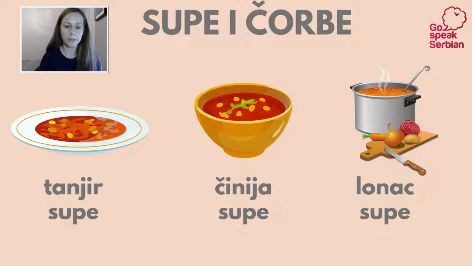Notice how the ending here is e. Remember when we were speaking about bread that the ending in genitive singular was a, but supa ili čorba are feminine nouns and the ending for feminine singular nouns is e.